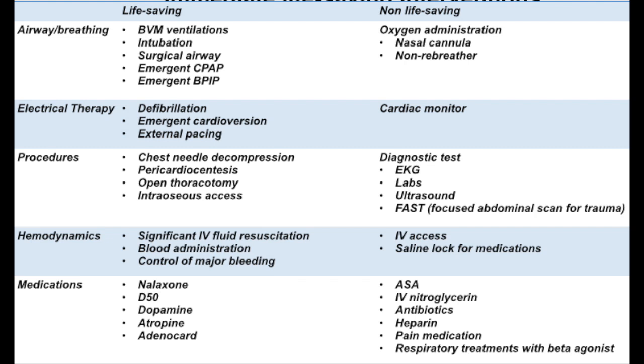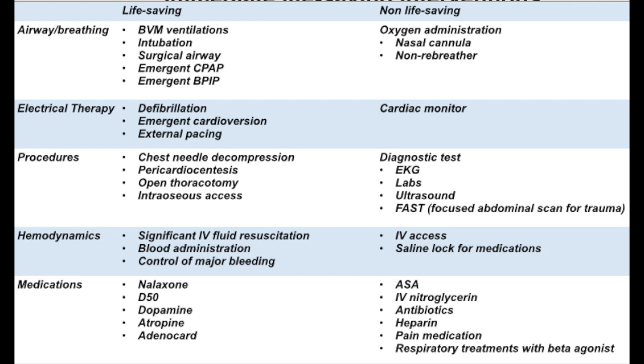If the patient needs procedures such as a needle decompression, a pericardiocentesis, an open thoracotomy, or an insertion of an intraosseous access in order to provide any medication that is a life-saving measure, that is also an ESI 1. If the patient is hemodynamically unstable where they need IV fluid resuscitation, they need blood transfusion administered, or any control of major bleeding, they are also an ESI 1. If the patient requires medications such as naloxone or Narcan to reverse their respiratory depression, they're an ESI 1.